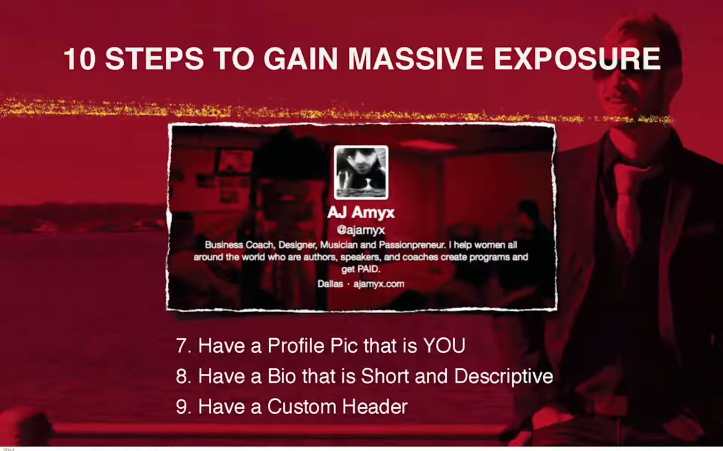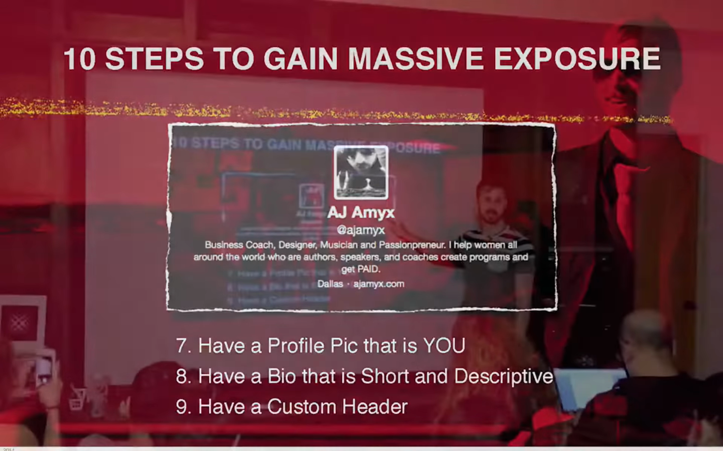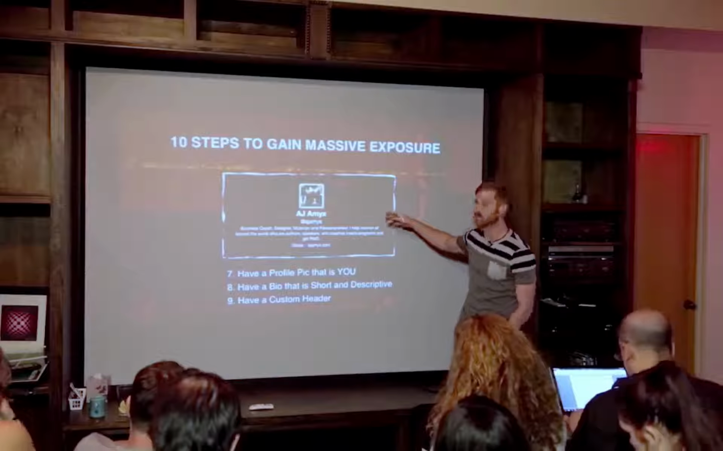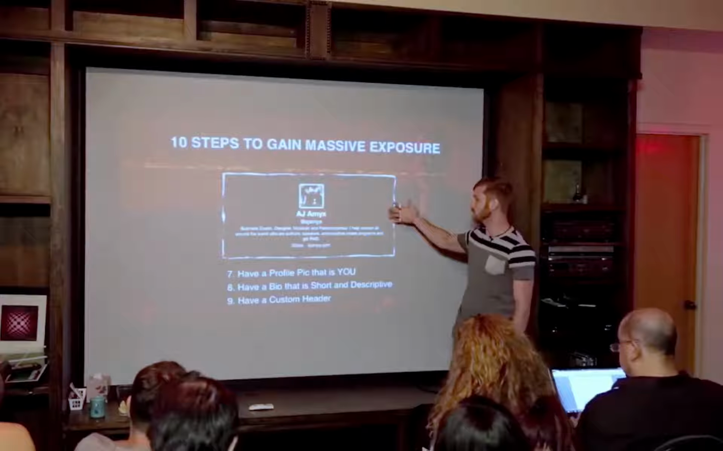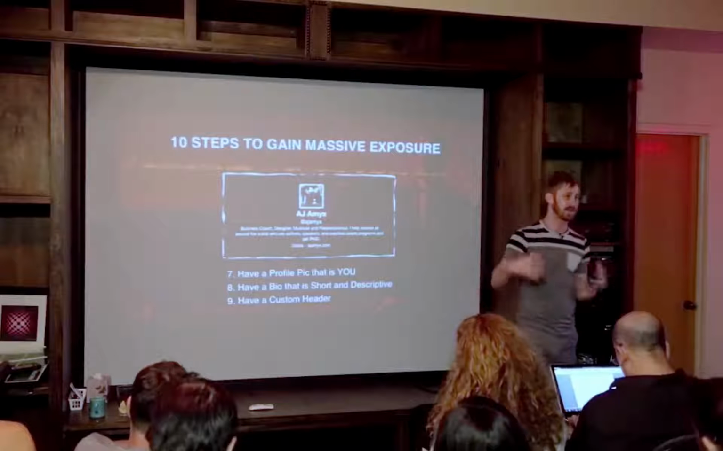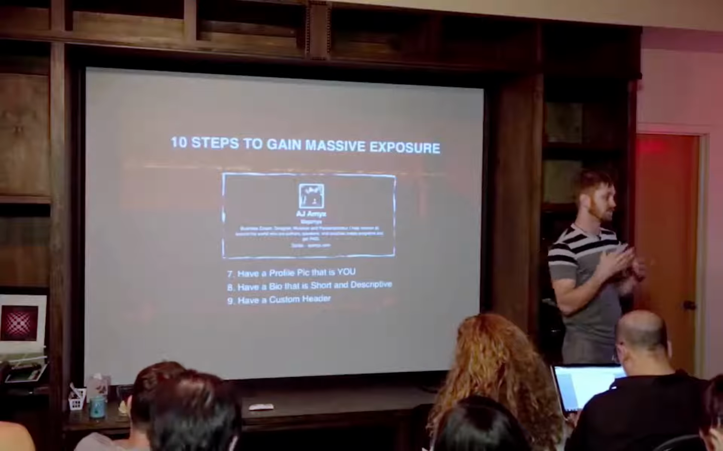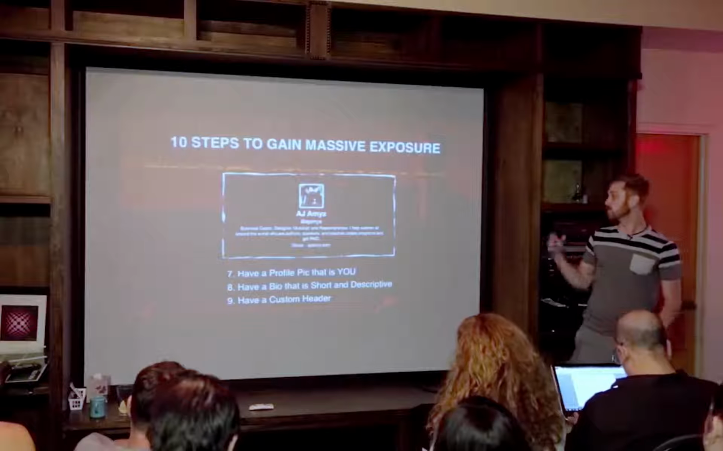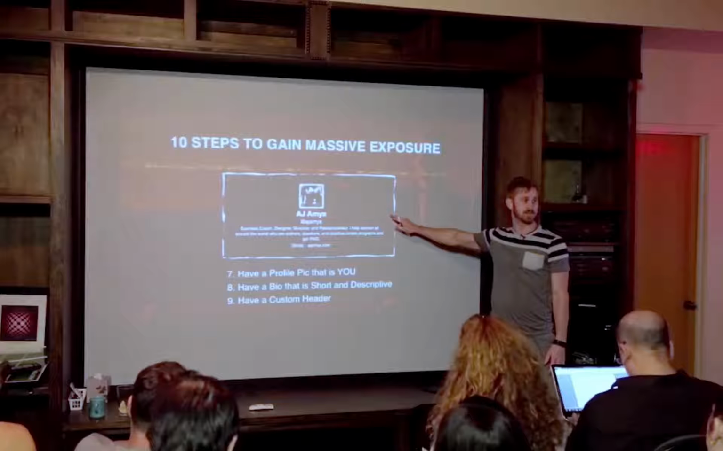Next one, have a bio that's short and descriptive. We talked about how to craft that in the power idea. And then have a custom header. So use this again as a branding piece. Right? So this was from like a live event. It's hard to see from this. And I just overlaid a transparency because red is kind of like my brand. It's my color. I like it. My office has 2 walls that are red. I like red. So use this again as a branding and positioning piece.